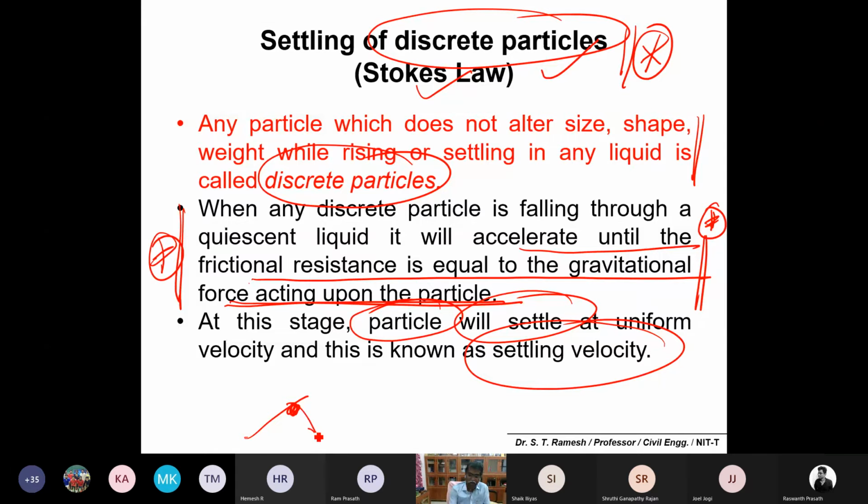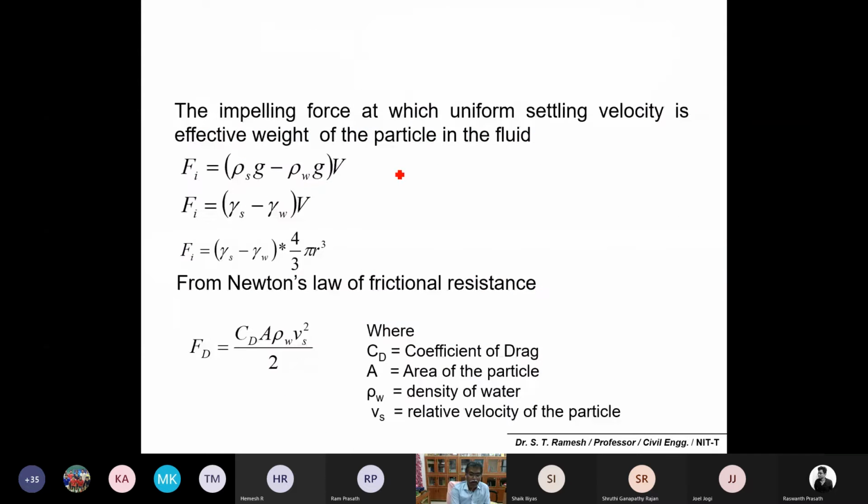Please make a note: these two definitions are important. What a discrete particle is, is important. What settling velocity is, is important. Now, the impelling force of a spherical particle: you can remember this equation, Fi is equal to the difference in specific weight between solids and water, gamma S minus gamma W, into the volume of the discrete particle, where gamma S is the specific weight of solids and gamma W is the specific weight of water.